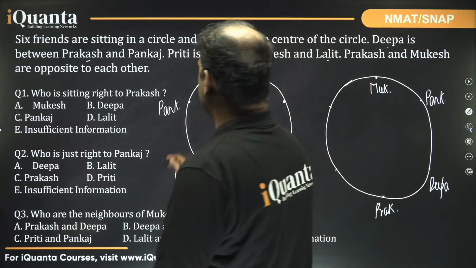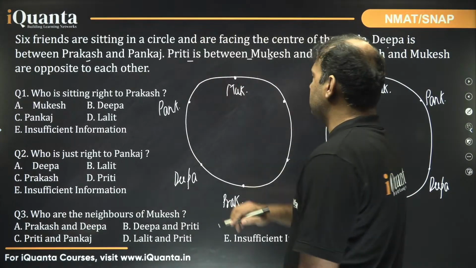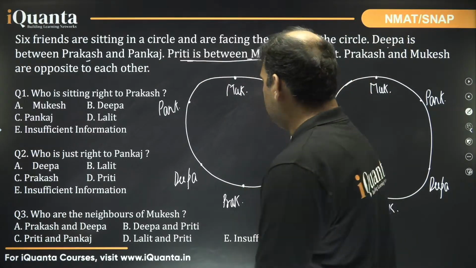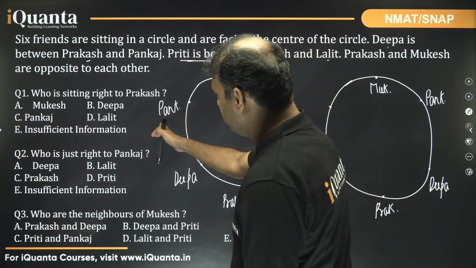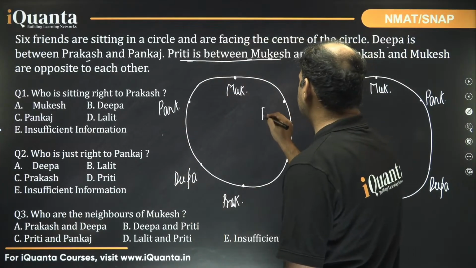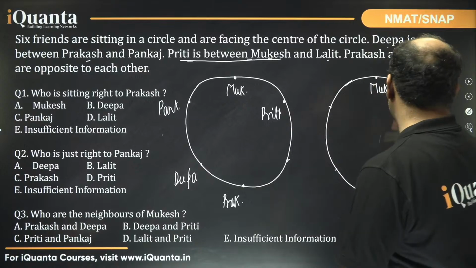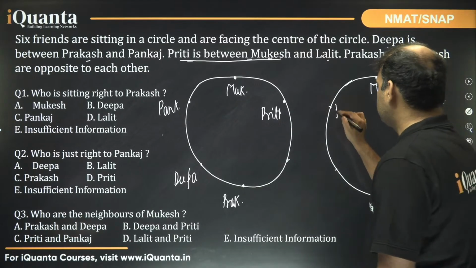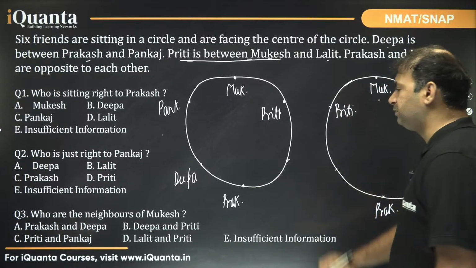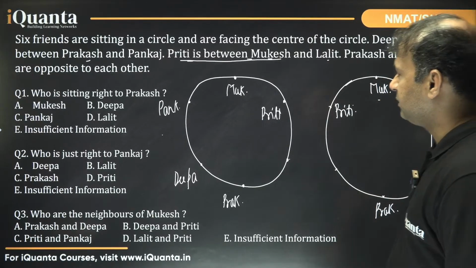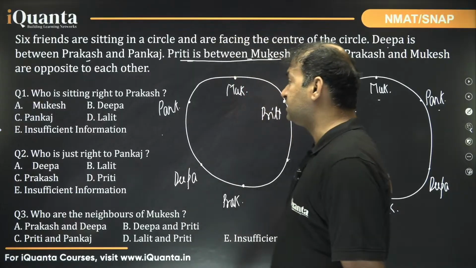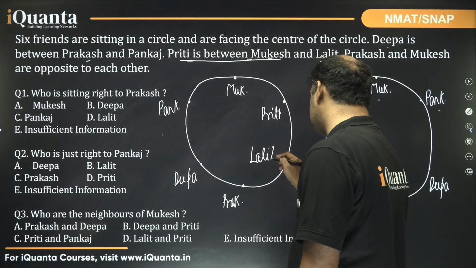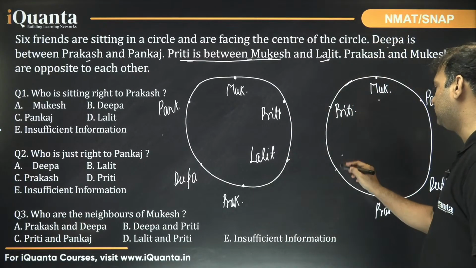Now the second point they are saying that Preeti is between Mukesh and Lalit. So Preeti is adjacent to Mukesh, right? We can say one thing, that Preeti is adjacent to Mukesh. So in this case, adjacent to Mukesh, this place is filled with Pankaj. So this is the only possibility of Preeti, right? Similarly in this arrangement, one adjacent of Mukesh is Pankaj. So the second adjacent of Mukesh, here, should be filled by Preeti. Simple. Now, we know that Preeti is between Mukesh and Lalit. So Preeti is adjacent to Lalit as well, right? And the other adjacent to Preeti, Lalit should be placed here.